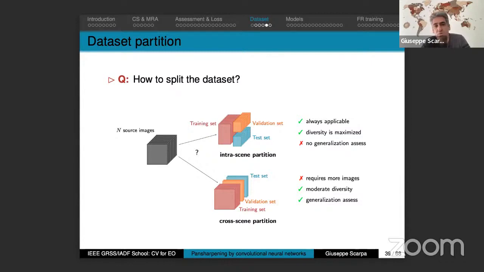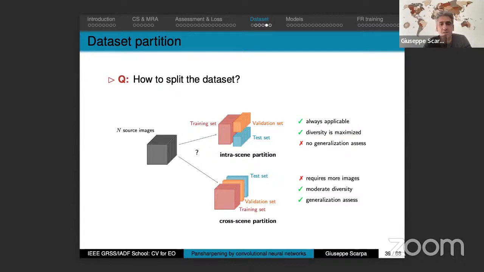In the first hypothesis, we perform an intra-scene partition in train, validation, and test. In this case, we take full advantage from the variety of available images at the training time. On the other hand, the validation and test datasets are well aligned with the training dataset. Therefore, we cannot really assess the generalization capability of the trained networks. In the second case, that we call cross-scene partition, we leave out images for validation and for test. By doing so, the training dataset loses a little bit of generality, but the datasets are misaligned, and this allows to check the generalization of the network.